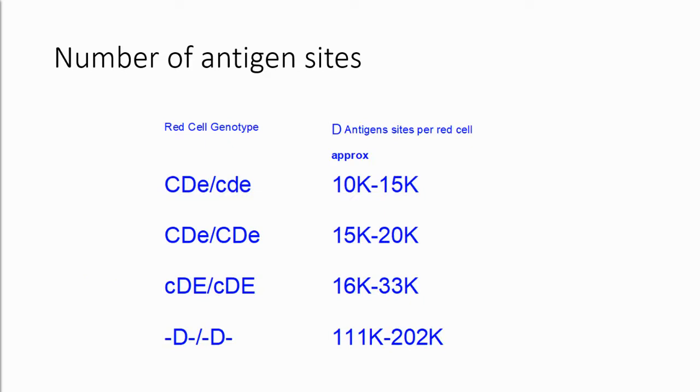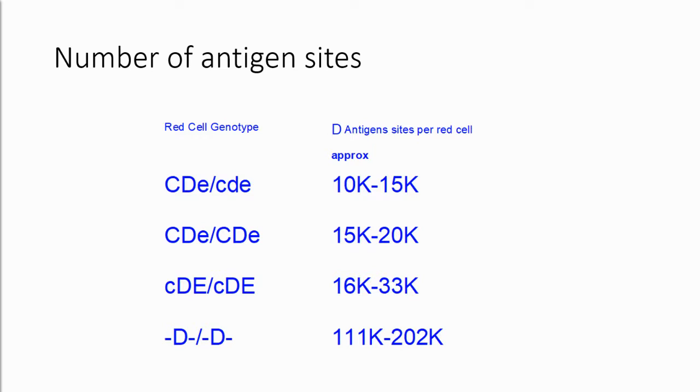R1, capital R1, little r genotypes have 10 to 15,000 antigens on their cells. Capital R1 is rare and has 15 to 20,000 per red cell, as there are 2 copies of the Rhesus gene. Capital R2 has 16 to 33,000 on the red cell. Rhesus deleted has about 100 to 200,000 antigens per red cell.